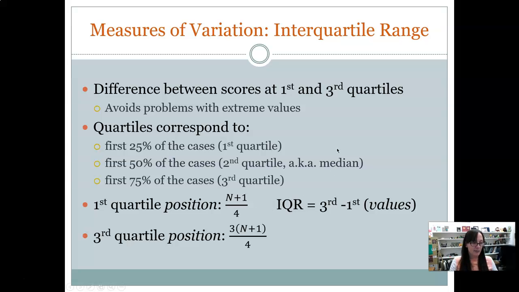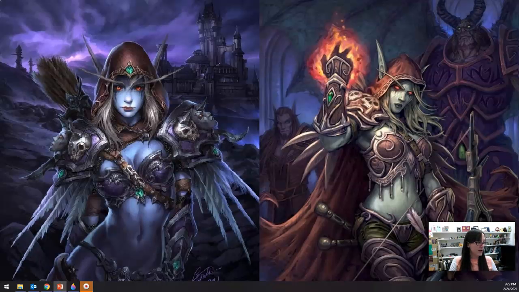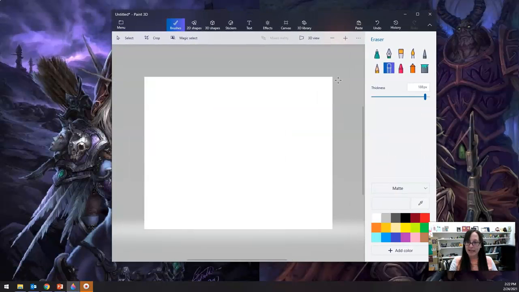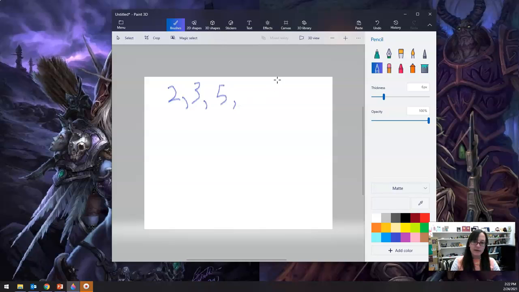So let me show you an example here. I'll bring up my wonderful paint again. So let's look at an example. We've got a set of, we'll say, 2, 3, 5, 6, 7, 8, and 10. Gosh, this is not easy to do. Okay, so 2, 3, 5, 6, 7, 8, 10. So how many values do we have? 1, 2, 3, 4, 5, 6, 7 values. So our sample size is 7.